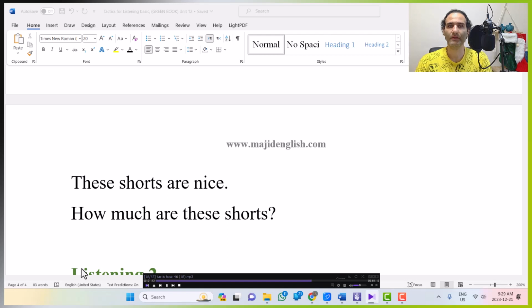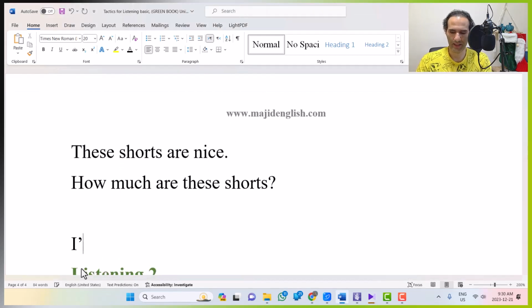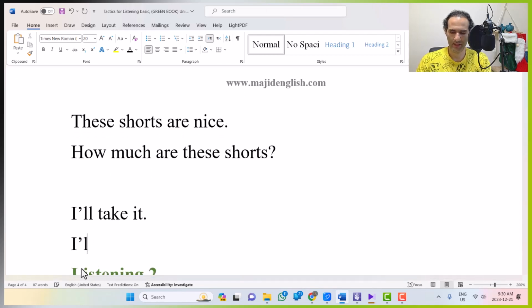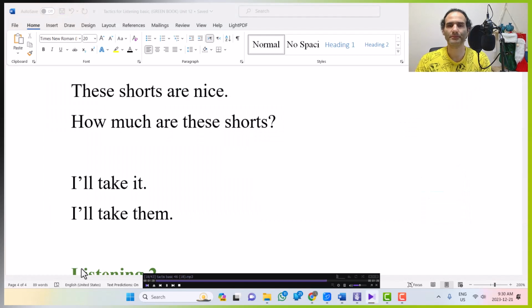5. How much are these earrings? So earrings again, plural. They're only $14.25. They're nice. I'll take them. So please learn it. I'll take it. Okay.